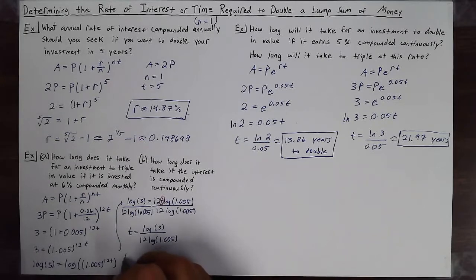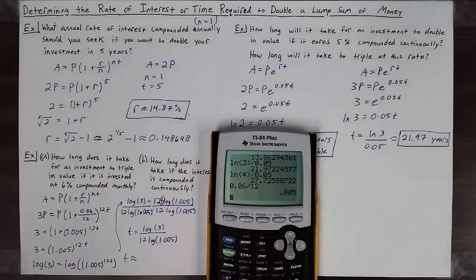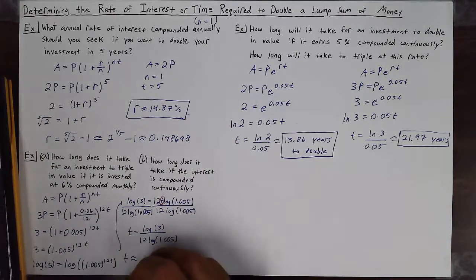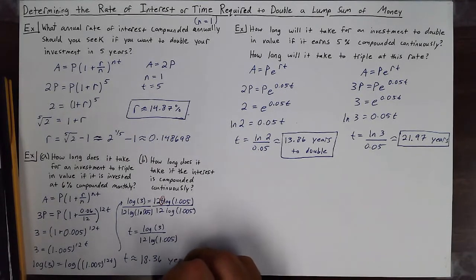So how long will this take? Let's figure that out. Log of 3 divided by, parentheses, 12 times log of 1.005. About 18.36 years if I compound monthly. I'll put that as part A.